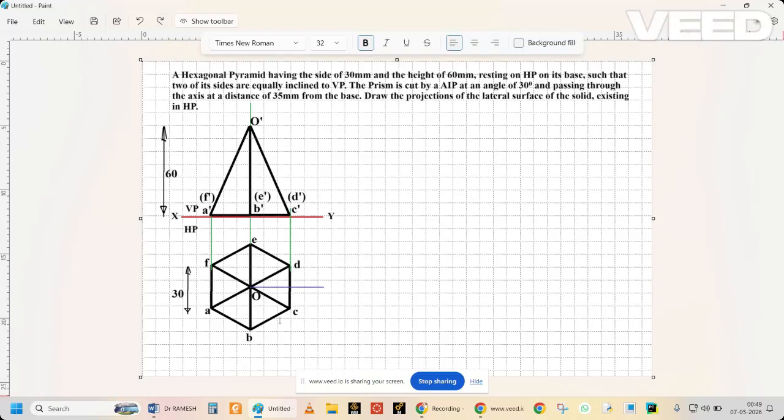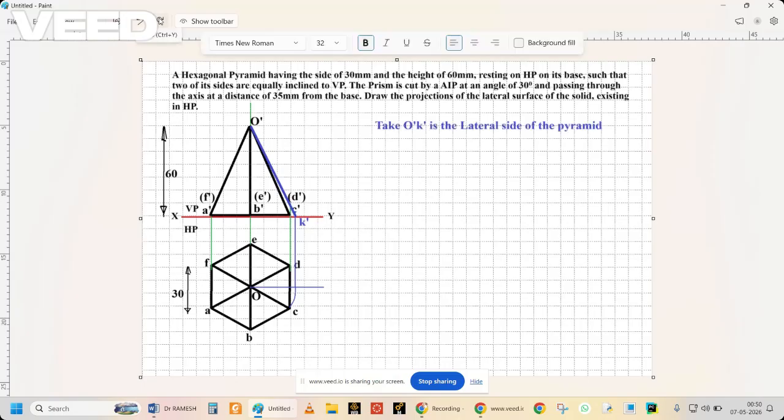Then I am drawing this horizontal line from O. Now I am putting an arc from C, that is OC as a radius. I am drawing an arc by keeping the compass at O as a center. And this particular arc, wherever it meets, that point should be projected here to this XY line, and that point should be connected to O dash. So this O dash and this particular point where it meets XY is K dash. So this O dash K dash is the exact reference for us for the slant height. So that O dash K dash is the lateral side of the pyramid.